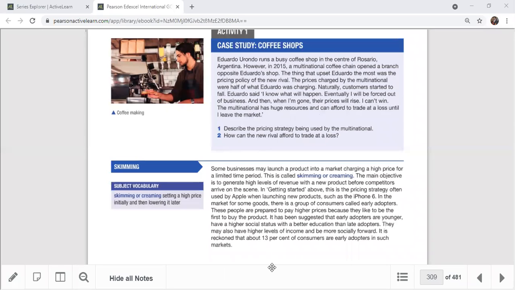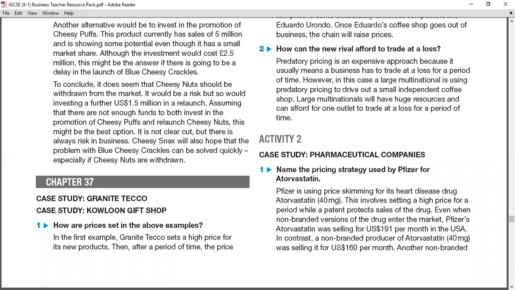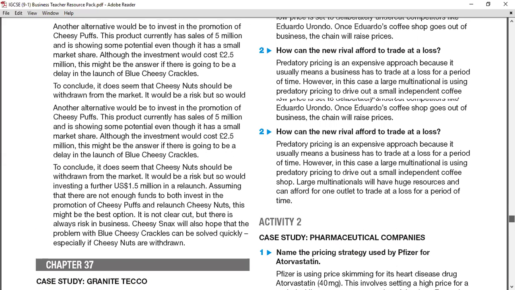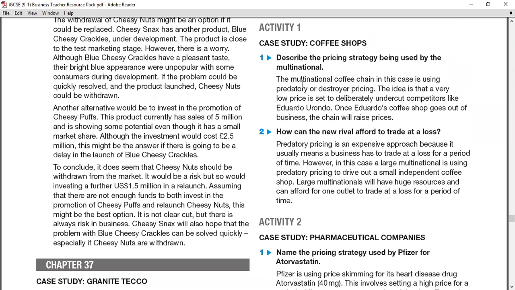Let's see what the marking scheme for this case study says. Activity number one, Idaro's coffee shop. The pricing strategy the multinational coffee chain is using in this case is predatory pricing or destroyer pricing, both the same, because they are selling at half of Idaro's selling price. The idea is that it's a very low price, set deliberately to undercut competitors like Idaro. And once Idaro's coffee shop goes out of business, the chain will raise the prices.